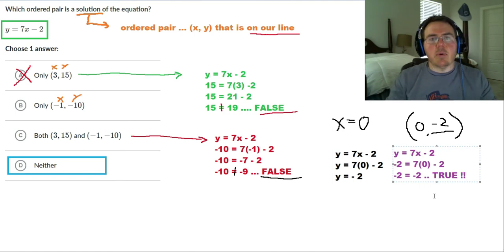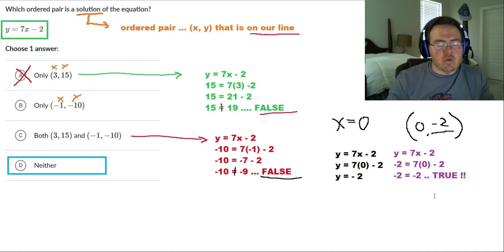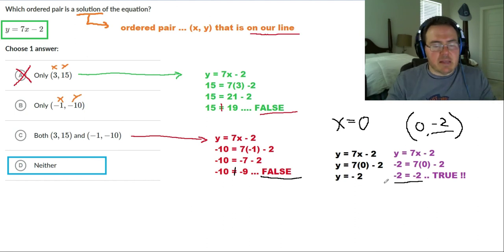Okay, and that's what would happen. So if any of these were solutions, it would look like this in the end. Right here, you have something equals itself, and that makes sense. So that would have been a solution. But of course, these two, we did the math, and they just don't. So they're not. So the answer is neither.